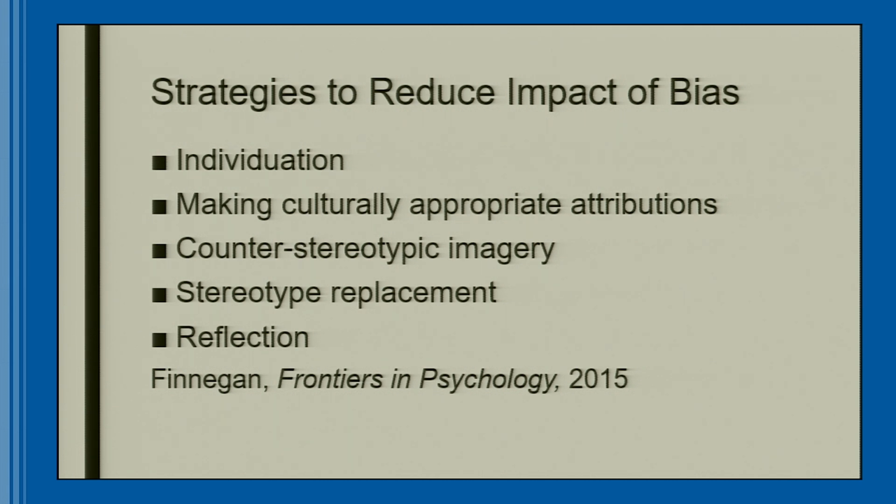Individuation is, again, really looking at that person individually. Making culturally appropriate attributions refers to identifying people in a culture like an exemplar and continuing to think about that person to replace these biases that you might have about a particular culture or ethnicity, or maybe it's a gender, whatever it might be. Counter-stereotypic imagery ties into that same thing.